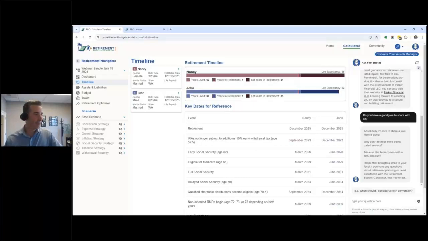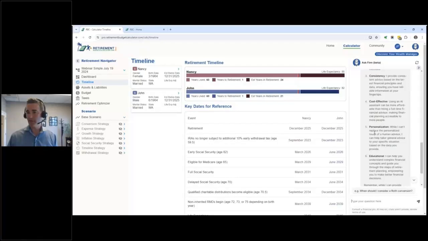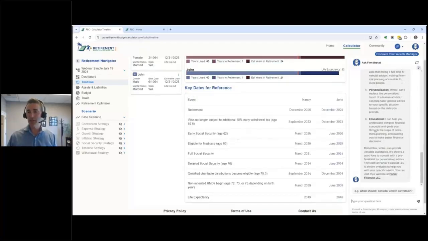Okay, Finn. Let's ask him, why is having an AI financial assistant important? 24/7 availability, efficiency, consistency, cost-effective, personalization, educational. So let's dive a little bit deeper with Finn. And instead of just thinking about asking him questions about how to use the calculator, let's ask him the type of questions that people ask me every day.